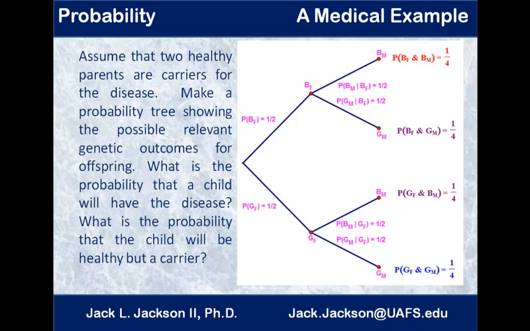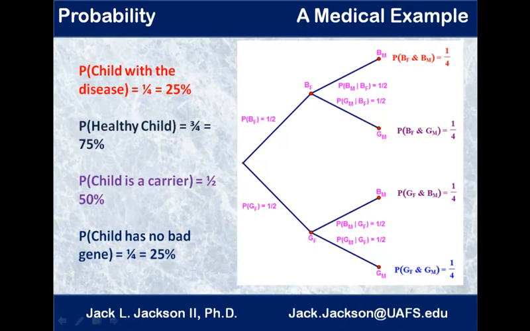1/4 of the time, these children will have 2 bad genes, which will make them double recessive. That means they will actually have this disease, cystic fibrosis in this case. And then 1/4 plus 1/4, or 1/2 of the time, the child will get both a good gene and a bad gene, making them a carrier for the disease. So the probability the child has the disease is 25%. The probability of a healthy child is 3/4 or 75%. The probability the child's a carrier is 1/2, 50%. And the probability that the child has no bad gene at all is 25%.